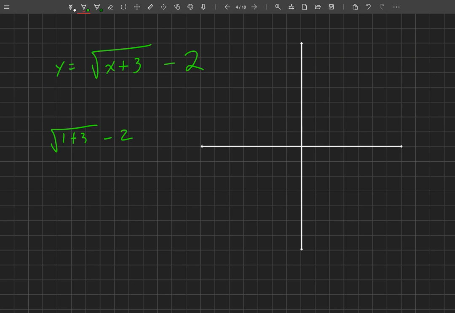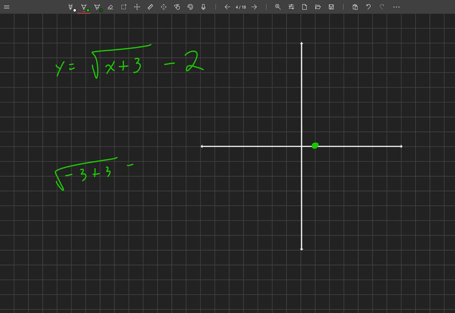If I were to plug in this number, 1 plus 3 is 4. Square root of 4 is 2. 2 minus 2 is 0. So if I plug in 1, I get 0. And let's plug another number in. I'm being very strategic about the numbers I'm plugging in. It may seem like I'm picking them out of thin air, but I do know why I'm plugging them in. It's because I know what this picture is going to look like. Don't dwell on that too much. Point is, I'm plugging numbers in. Let's plug in negative 3.